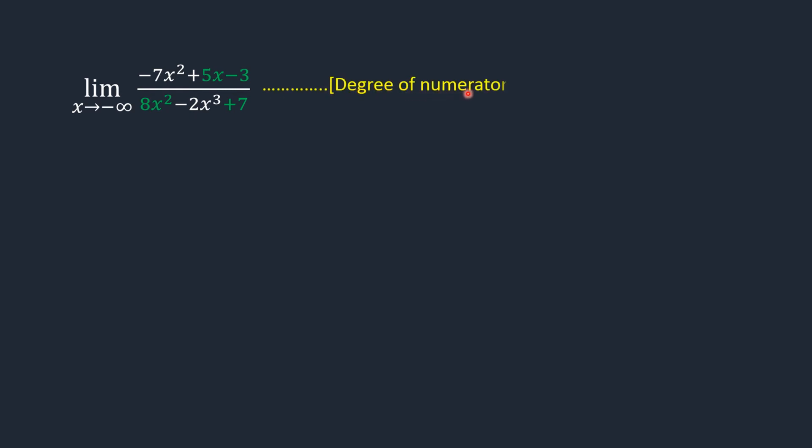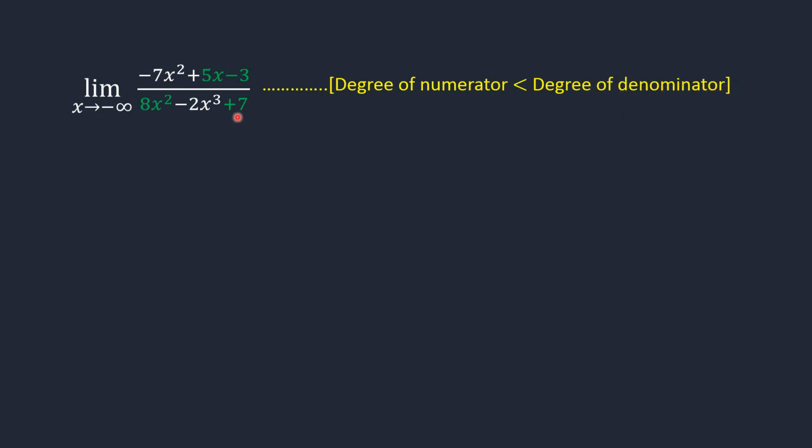Solve the limit of minus 7x squared plus 5x minus 3 divided by 8x squared minus 2x cubed plus 7 as x approaches negative infinity. This is a rational function. The degree of the numerator is 2 and the degree of the denominator is 3. This is a case of a rational function in which the degree of the numerator is less than the degree of the denominator.